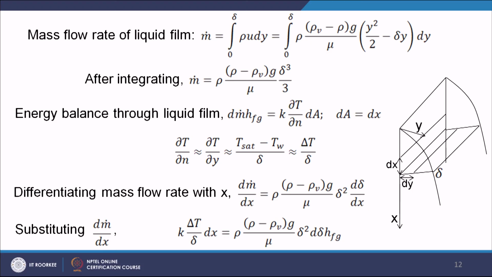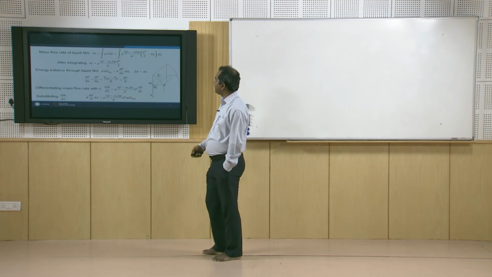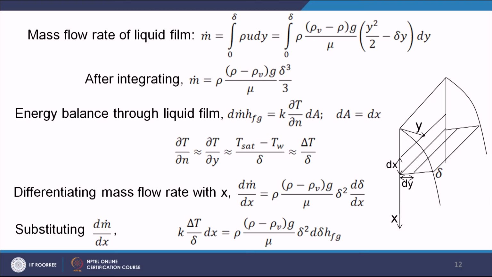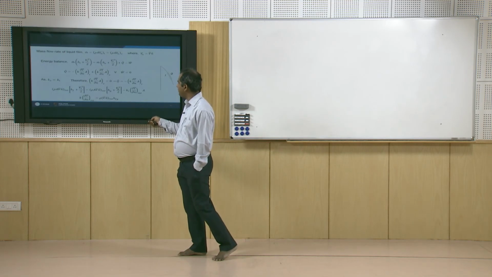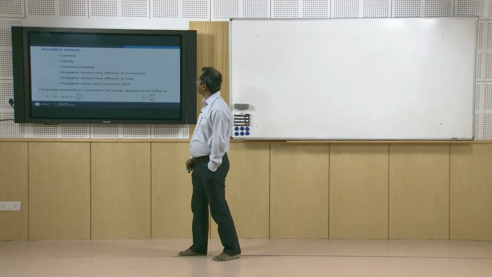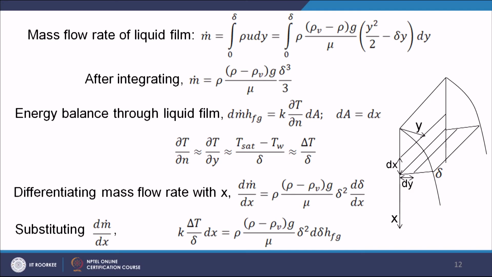If we try to find the mass balance and energy balance across the liquid film, I write d m dot hfg equals k into dT dn into dA. If you remember, we have already explained this across the interface earlier: d m dot into hfg was k into del T del N at the interface. So the same equation is used here, d m dot hfg equals k into del T del N into dA.